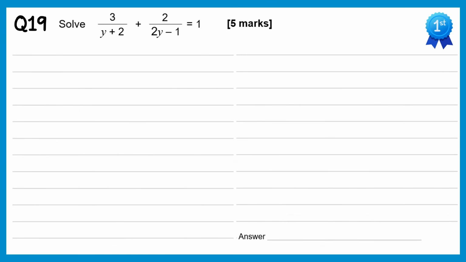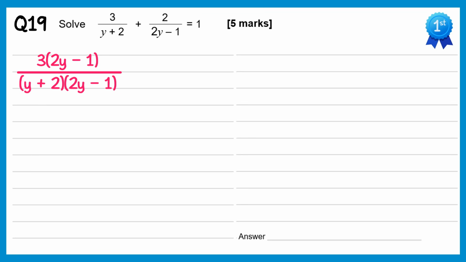In this question we've got some algebraic fractions to solve. We're going to start with the left-hand side and write each of these over a common denominator of (y + 2) and then (2y - 1). So if we look at the left fraction, we need to multiply the top and bottom here by 2y - 1. So on the top we end up with 3 lots of (2y - 1), and on the bottom we've got a (y + 2), but we also need to multiply this by (2y - 1).